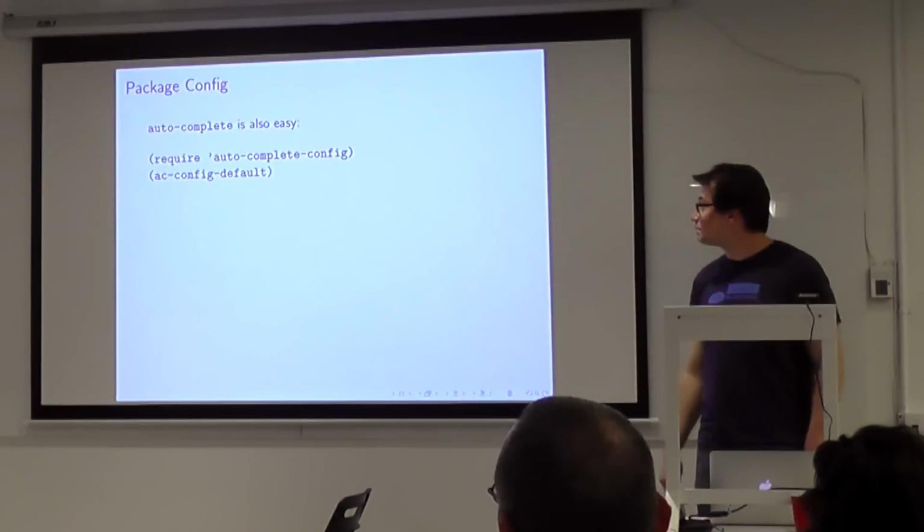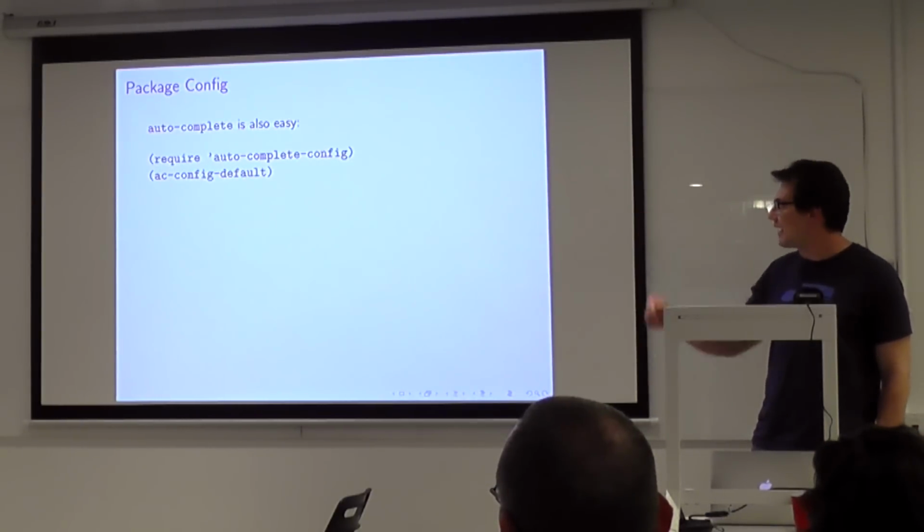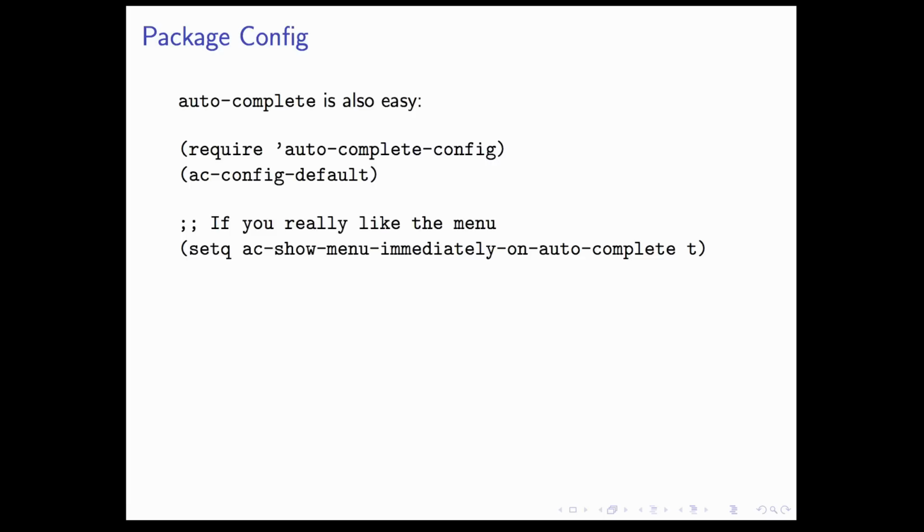Next up is autocomplete. Also pretty easy if you just want to use the default values. That is it. And what does the default configuration get you? It actually does get you something. Oh, one other thing I'll note. The setup that I showed you guys showed the menu essentially right away. If you like that, I sort of like that. There's a vividly named variable that you can set to true, and it does about what it sounds like, which is to show the menu immediately on autocomplete.